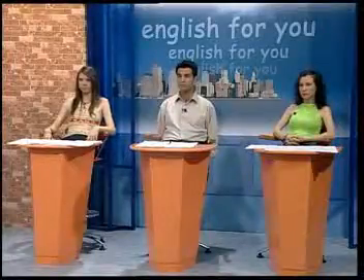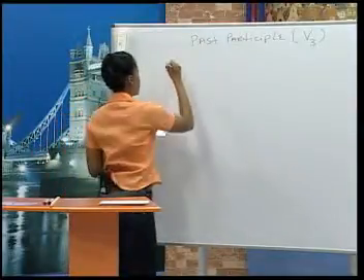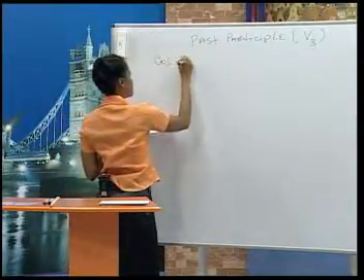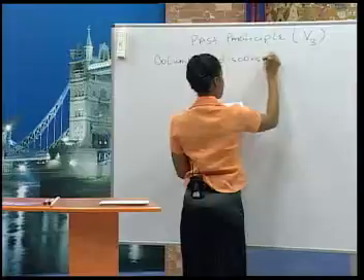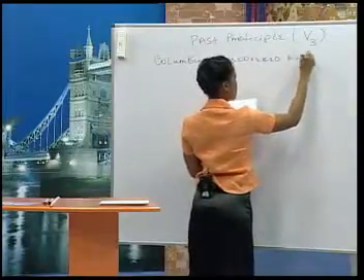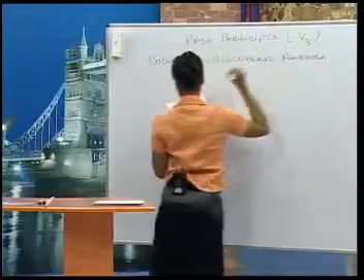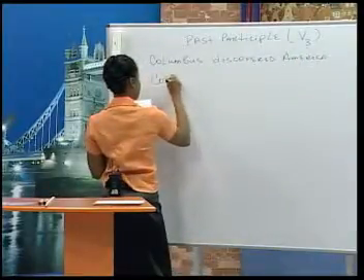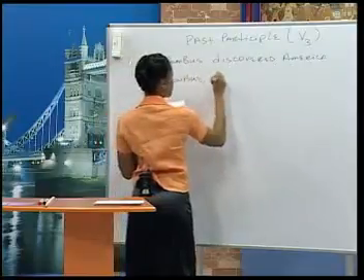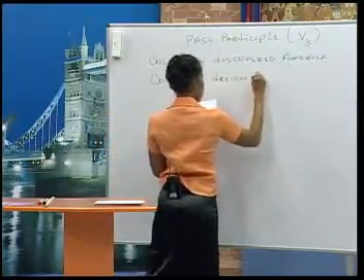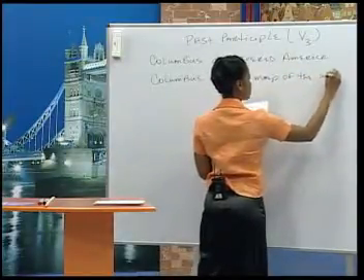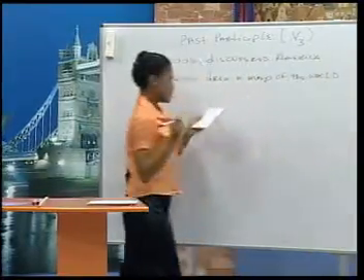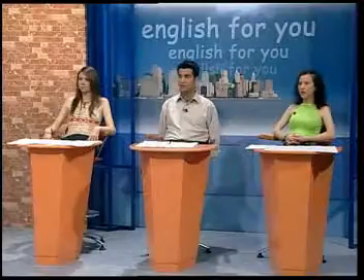Now let's go back to 2 sentences we wrote down earlier. We said Columbus discovered America. Remember? We also said Columbus drew a map of the world. Linda, could you read the first sentence? Columbus discovered America. Thank you.